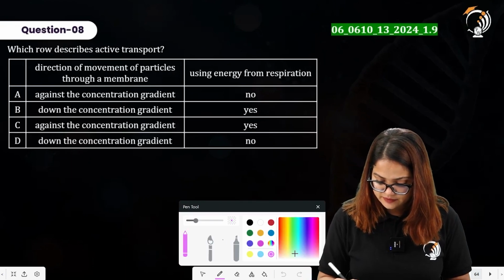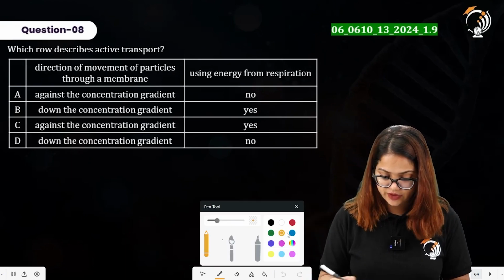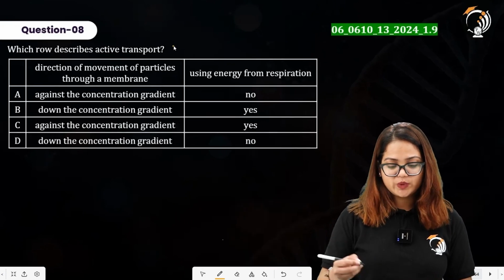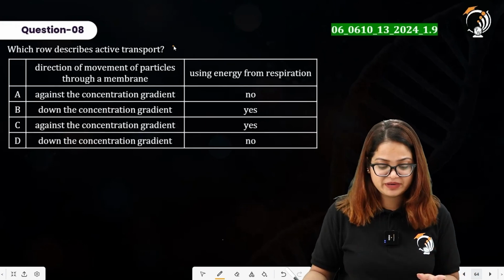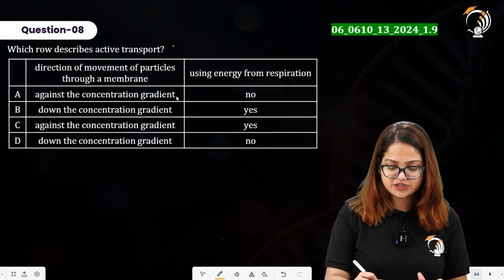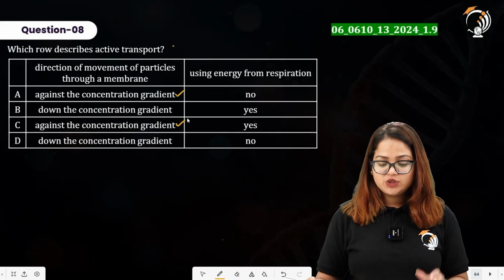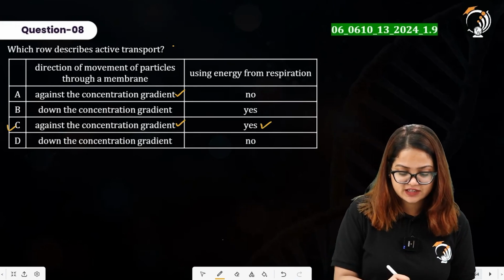Then we have question number 8, which says which route describes active transport. The direction of movement of particles through a membrane should be against the concentration gradient. Using energy from respiration, yes, option C.